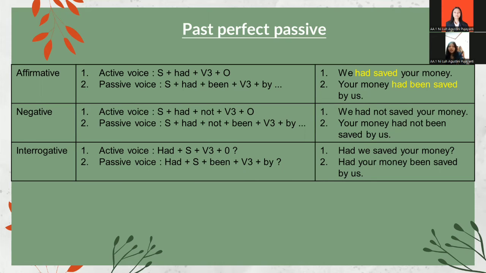In an interrogative sentence, active voice has the structure had plus subject plus verb 3 plus object and question mark. So the example, had we saved your money? And in passive voice, the structure is had plus subject plus been plus verb 3 plus by and question mark. So the sentence will be, had your money been saved by us?